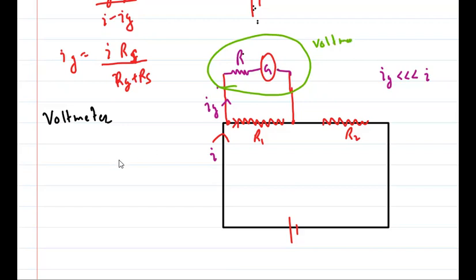Okay, clear? Did everyone understand this voltmeter? So this voltage is equal to what? Voltage across this plus voltage across this. Okay, so I guess this is clear. The next is Wheatstone bridge. Very important concept. Very important.